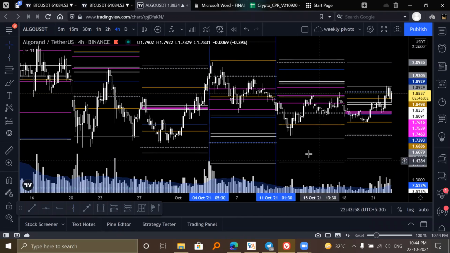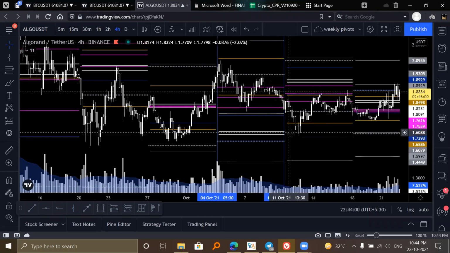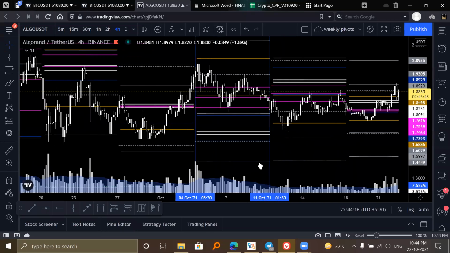Then this level will act like a Virgin level in the next week. This was the week from 4th October to 11th October. Now it will act like a support zone. Since price is above this, it will act like a support zone, and generally price comes attracted towards it like a magnet. You can see that too.